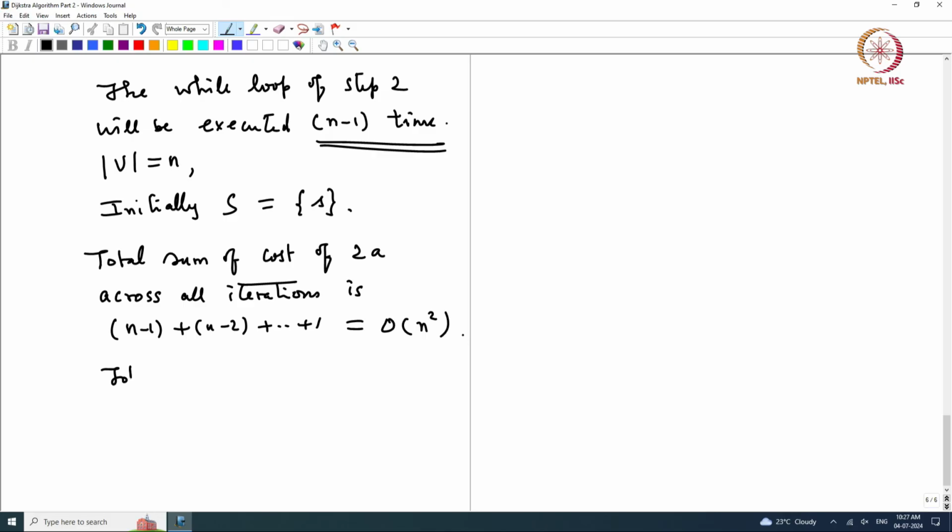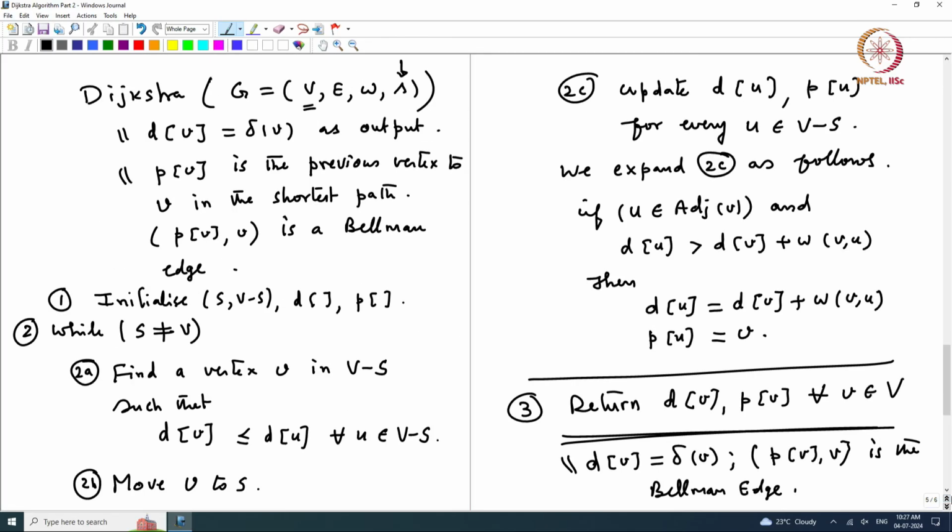The total cost of 2b across all iterations is n minus 1, because in each iteration, look at 2b: 2b is moving v to S. Moving v to S is done by setting the Boolean flag to 1, that is one step, right. Therefore, when you execute 2b n minus 1 times, the total cost will be n minus 1.